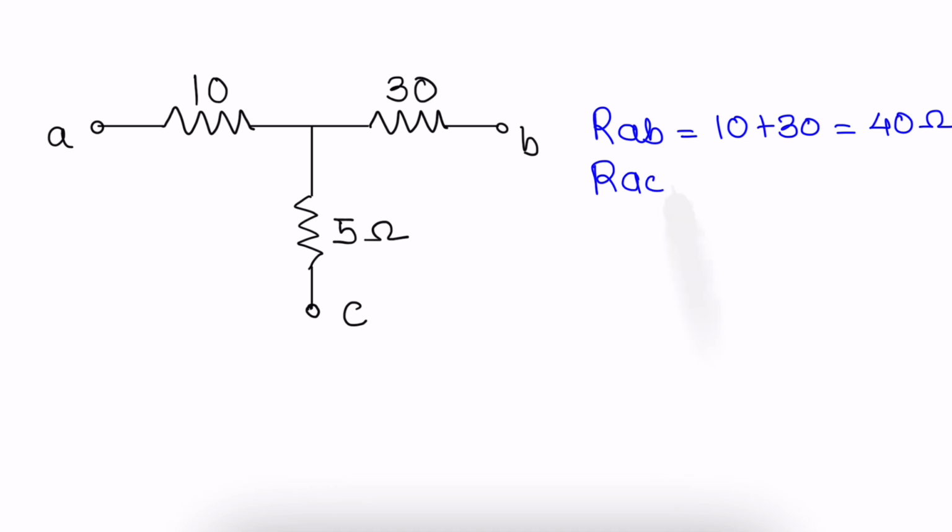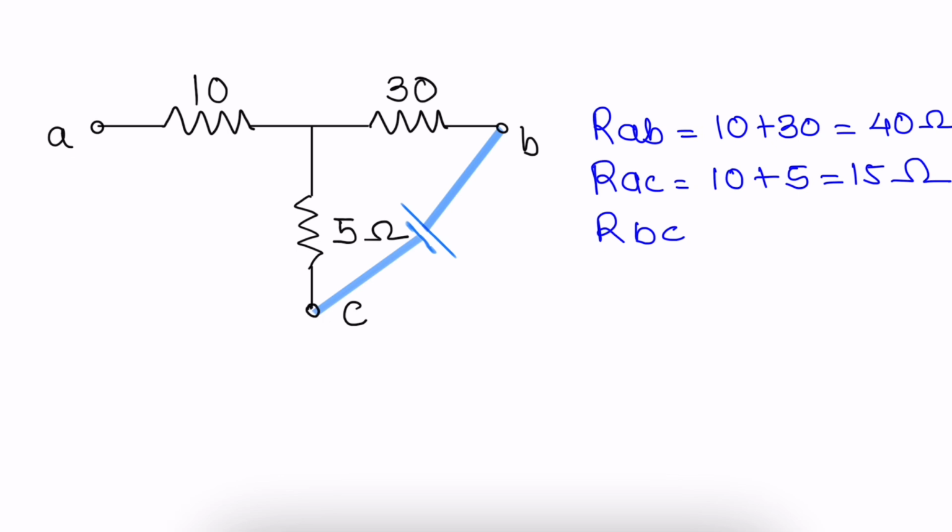So I got my answer. RAC is equal to 10 plus 5, 15 ohms. Next is to calculate RBC.